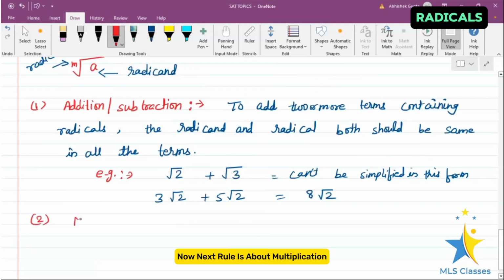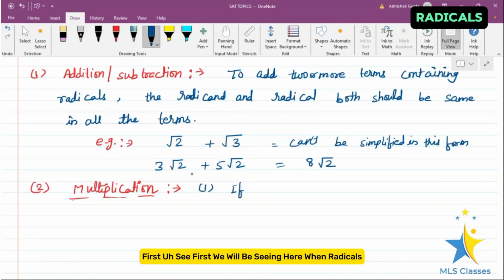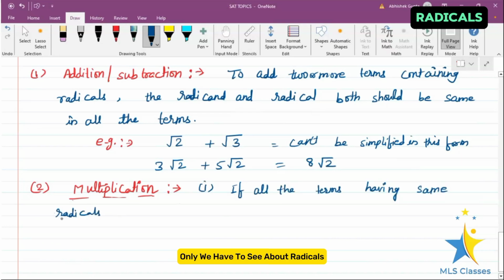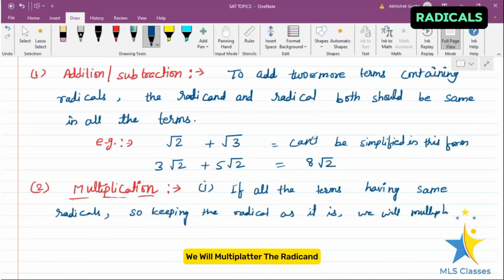Now the next rule is about multiplication. In multiplication we have different rules. First, we will see the case when the radicals are the same in all the terms, so only the radicals matter. In this case, for example, we have square root of 5 times square root of 9. We will simply multiply the radicands, keeping the radical as it is.